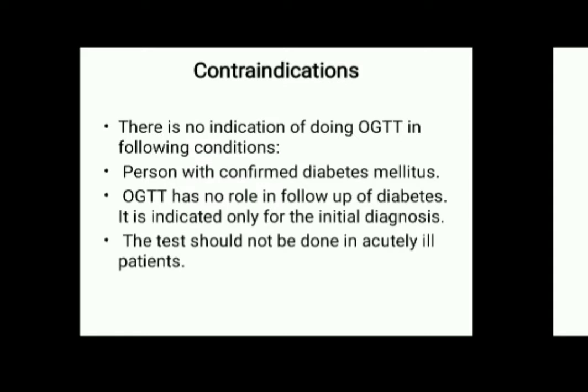Contraindications, that means when there is no need to perform OGTT. Person with confirmed diabetes mellitus, because this test is a borderline test for diabetes mellitus. Like if someone has diabetes, there is no need to perform this. OGTT has no role in follow up of diabetes. It is indicated only for the initial diagnosis. The test should not be done in acutely ill patient.